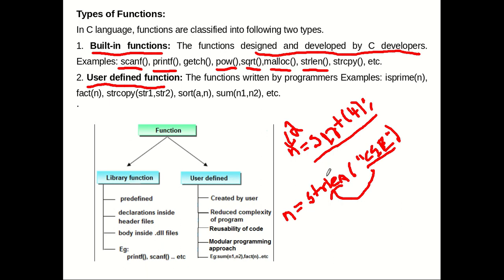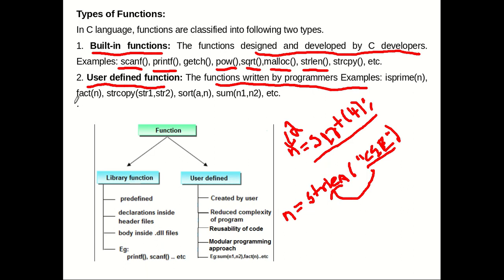See, already these functions are built and developed and stored in a C library. So such functions are called built-in functions. And another type of function we have is user-defined functions. These functions are written by the programmers according to their requirement. Even we can write our own function to perform a specific task. Such functions are called user-defined functions.